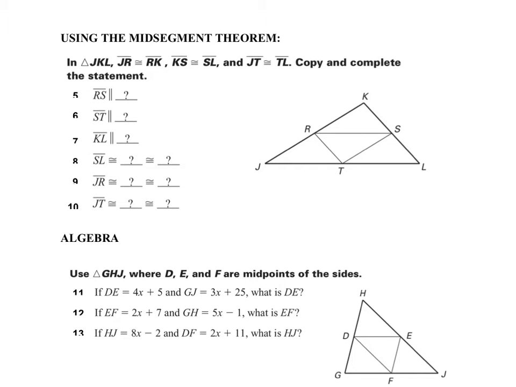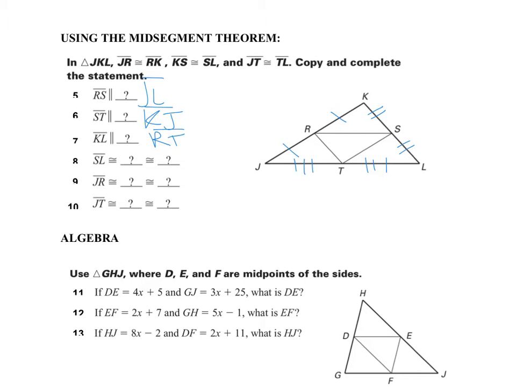Using the mid-segment theorem, we know that JR is congruent to RK, KS congruent to SL, JT congruent to TL. So R, S, and T are midpoints. So RS would be parallel to JL, ST would be parallel to KJ, KL is parallel to the mid-segment RT.